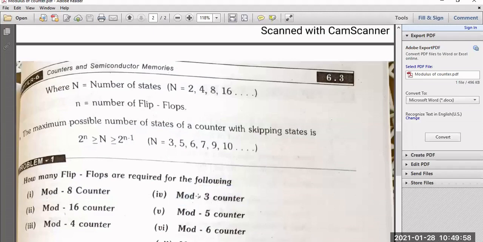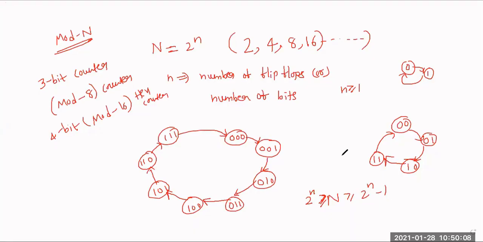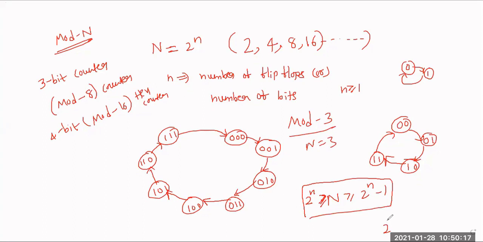Yeah, 3. One minute. For mod 3, 5, 6, all of you see here what the formula is. For mod 3 counter, the n value is 3. So for an odd number you have to apply this formula. So 2 power 2 greater than or equal to 3 greater than or equal to 2 power 2 minus 1. Is that correct? Yes, sir. So 4 greater than or equal to 3 greater than or equal to 3. Correct, right?